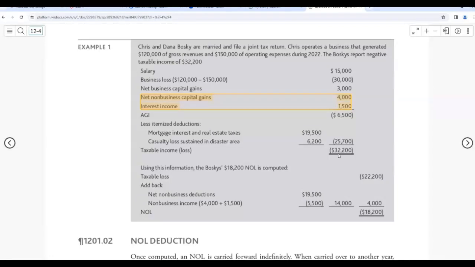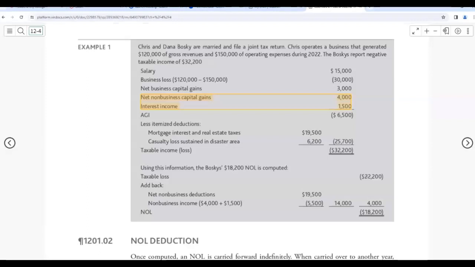Okay, but what is our net operating loss? Here we go. Taxable loss, as you see here, is 32,200. Here there is a typo, so it's 32,200. Okay, it's a typo, so it's not 22,200. It's 32,200. So keep that in mind.